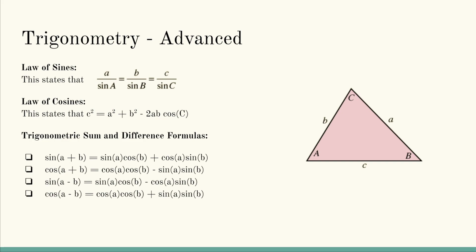And then we also have our trigonometric sum and difference formulas, which are as follows. Sine of A plus B equals sine of angle A times cosine of angle B plus cosine of angle A times sine of angle B. And cosine of A plus B equals cosine of angle A times cosine of angle B minus sine of angle A times sine of angle B. Then we can repeat this for subtraction, except switch the signs in order to get the difference formulas.